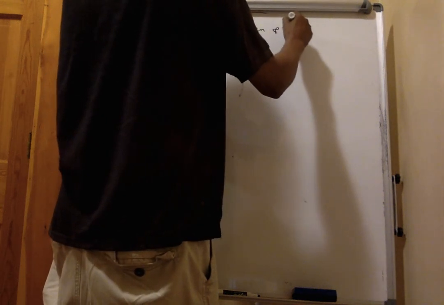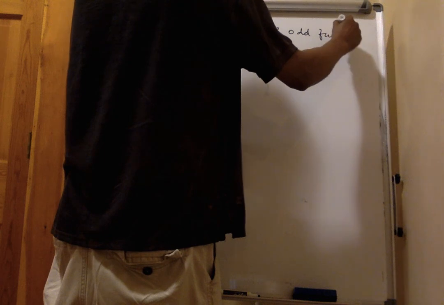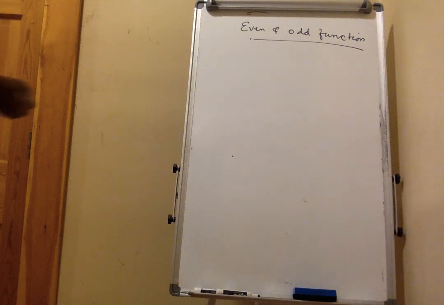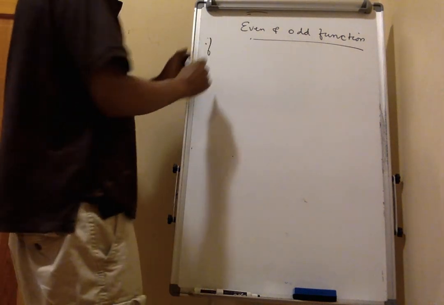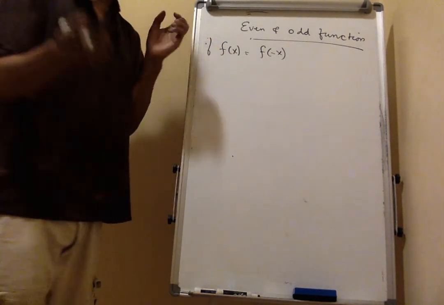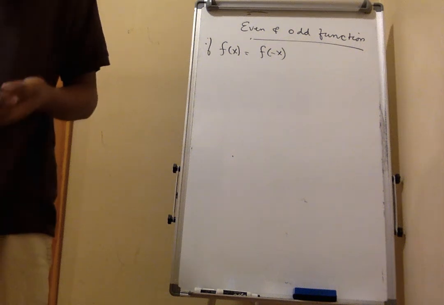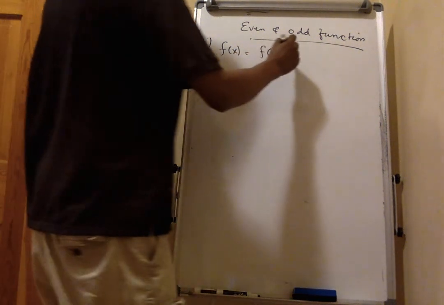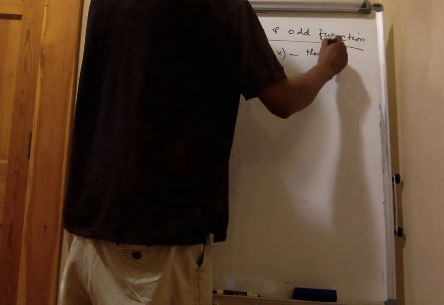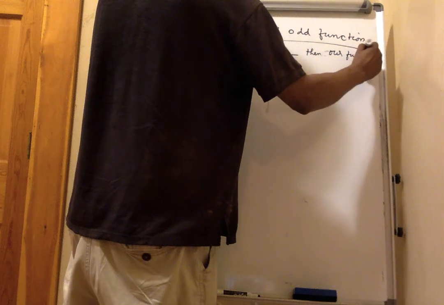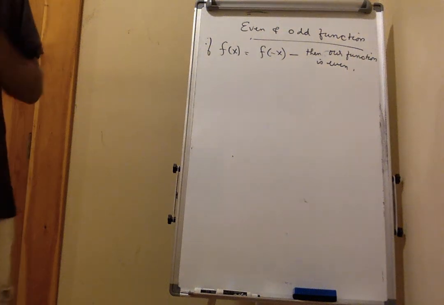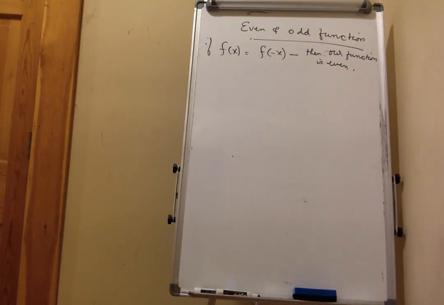Now, even and odd functions. And this is not that difficult. So it's quite interesting. If f of x is equal to f of negative x, meaning what? If I replace x by negative x, it does not change its outcome, then our function is even. If we replace x by negative x and end up with the same equation, with the same function, then we call it an even function.